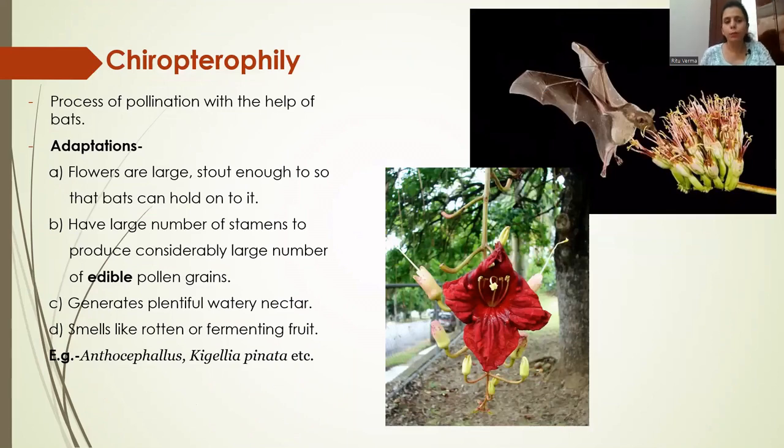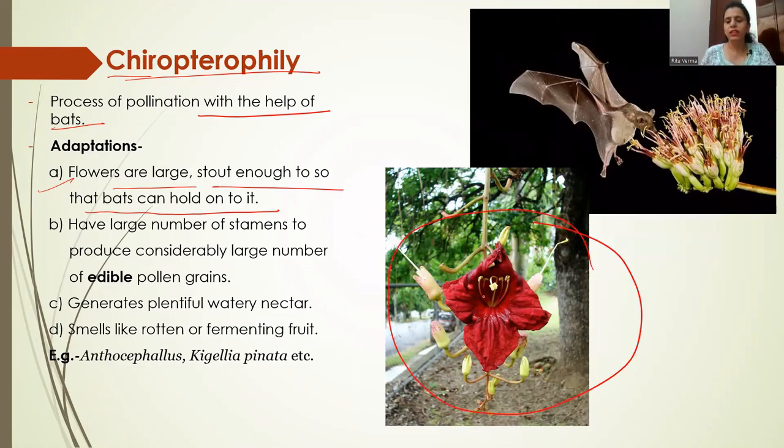Next one is known as chiropterophily. Chiropterophily is the process of pollination in flowering plants where the agents are bats. These flowers also are large and stout enough so that bats can hold on to them. You can look here on this flower. It is clearly visible that the flower is very large in size, plus the flower is protruding up in the air. It is stout enough so that if bats try to sit on the flower or hang themselves on the flower, they can easily do that. It can easily hold on to the flower.